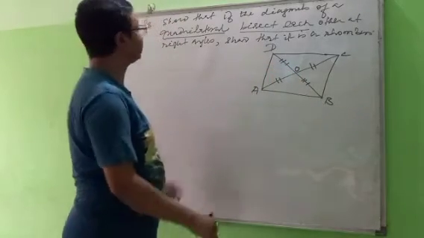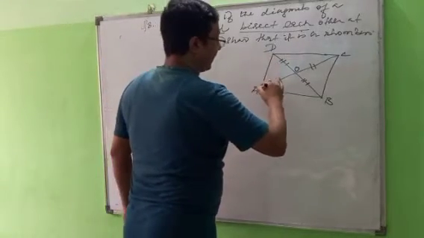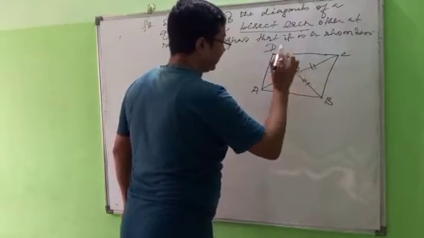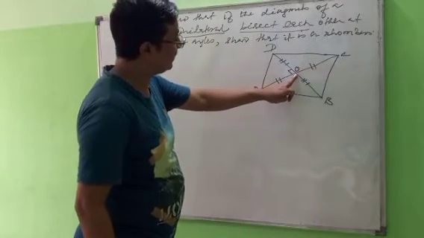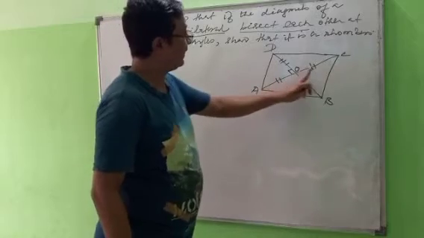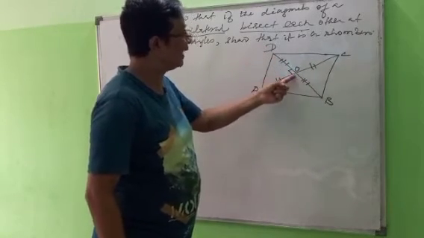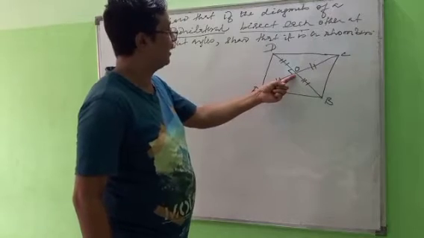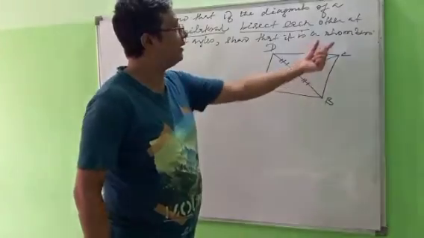Now the diagonals bisect at right angles. That means AC and BD meet at 90 degrees, so right angles. So the diagonals bisect, that means O is the midpoint of AC as well as of BD, and the two diagonals meet at 90 degrees, that is at right angles. Now you will prove that this given quadrilateral ABCD should be a rhombus.